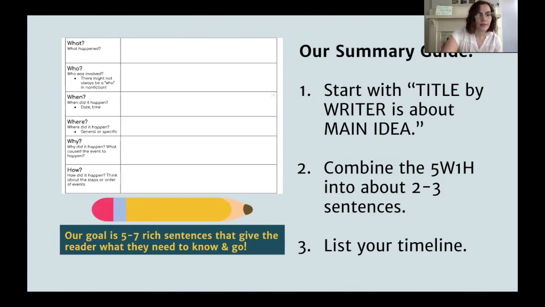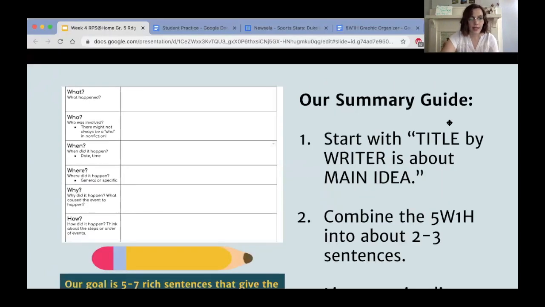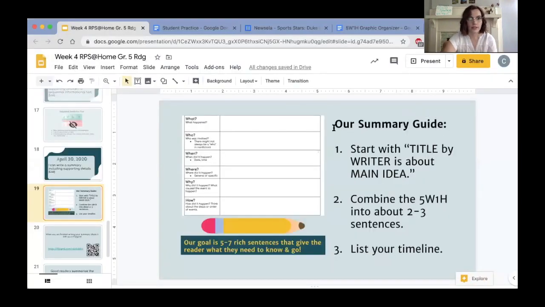So I'm going to get started writing mine right below my graphic organizer on the document. Our goal for this is to write 5 to 7 sentences that give the reader what they need to know and then go. Nothing extra. Remember, the point of a summary is being able to give your reader or listener the gist.